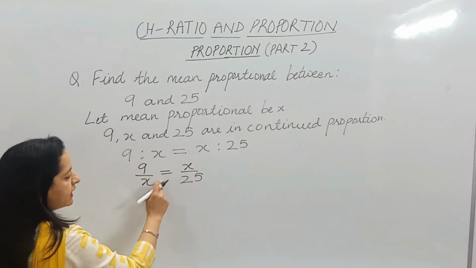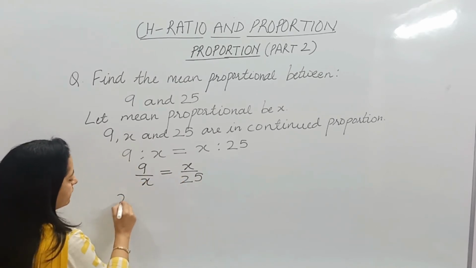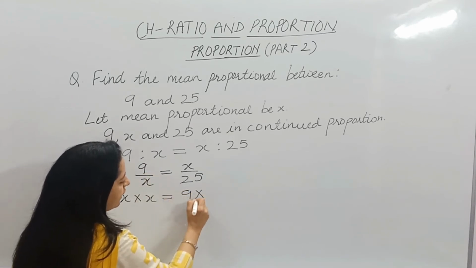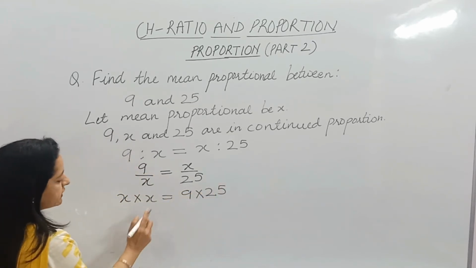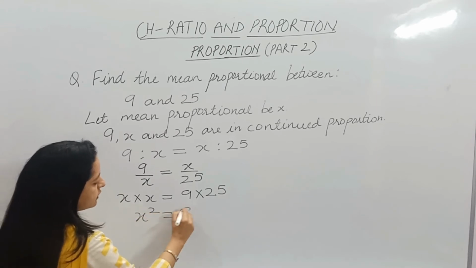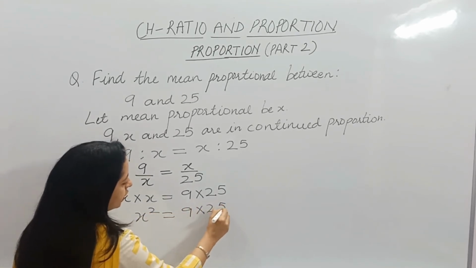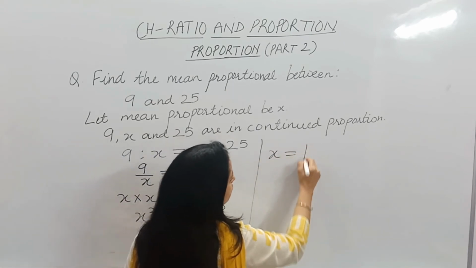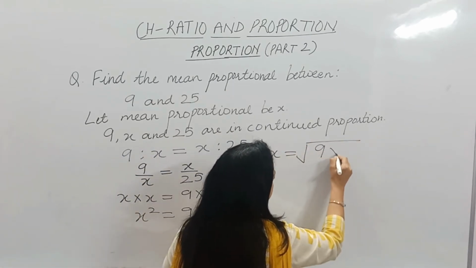We will cross multiply x into x and 9 into 25. So x into x is equal to 9 into 25. X into x is x squared. So x squared is equal to 9 into 25. We can write x is equal to square root of 9 into 25.